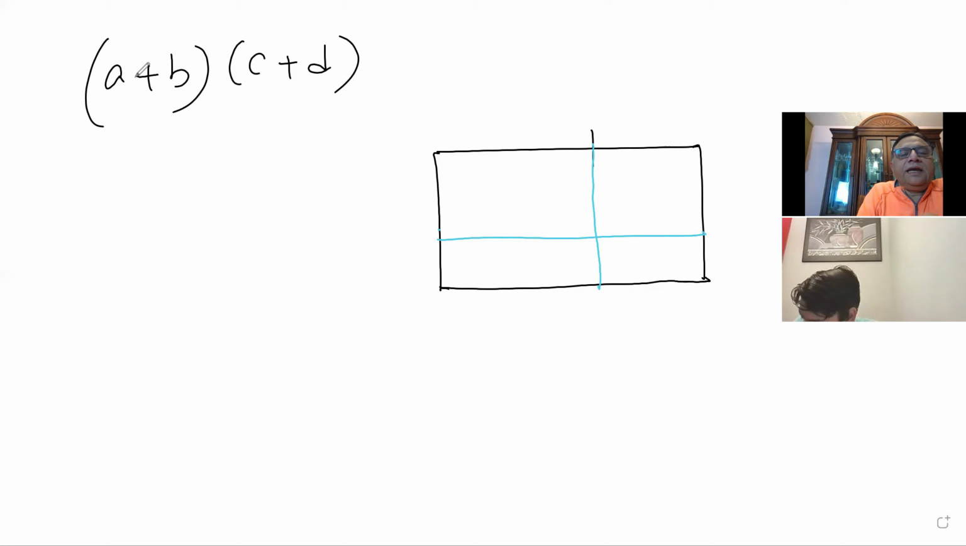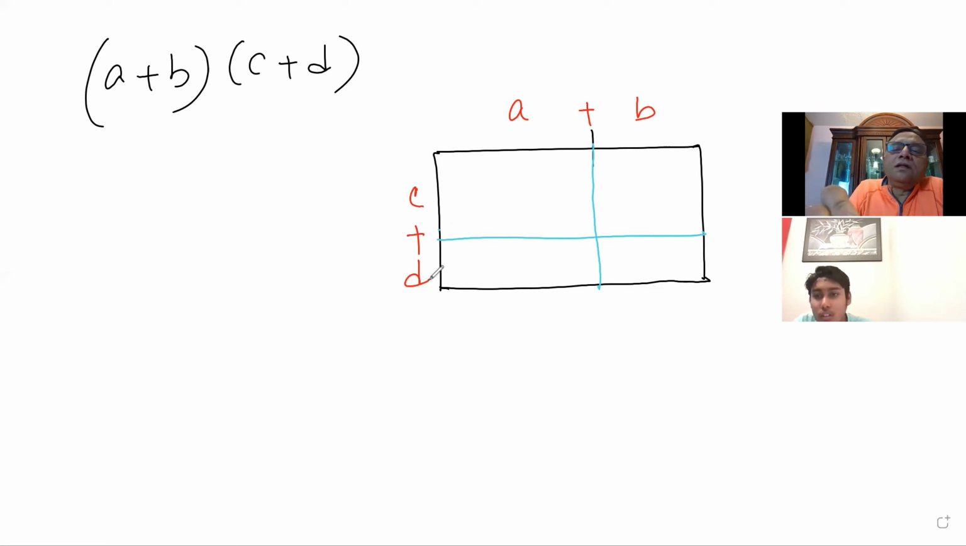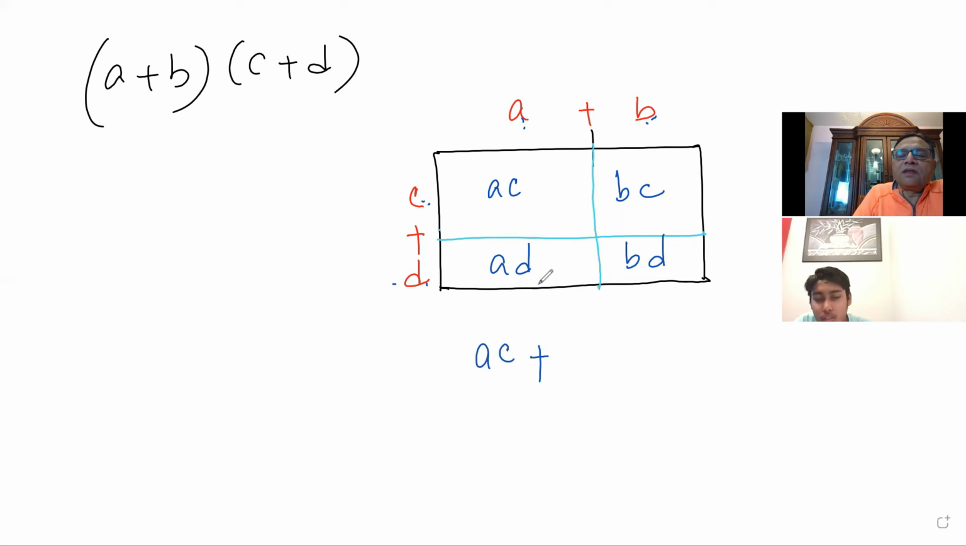So let me show you. a plus b could be one side. Let's say this is a plus b. And c plus d could be the other side. Let's say c plus d. Correct? Yes, sir. Now if I multiply, what is a times c equals to? ac. What is b times c equals to? bc. What is a times d equals to? ad. And what is b times d equals to? bd. And therefore, what we really get is ac plus ad plus bc plus bd.